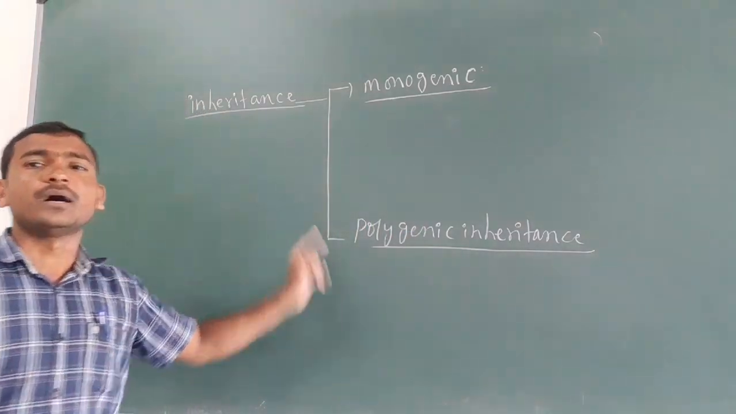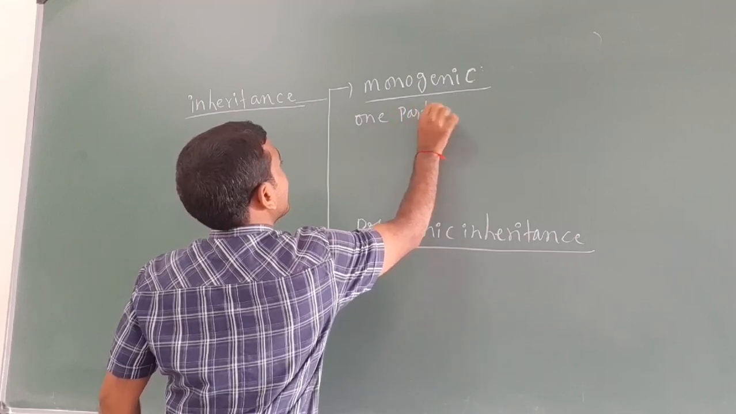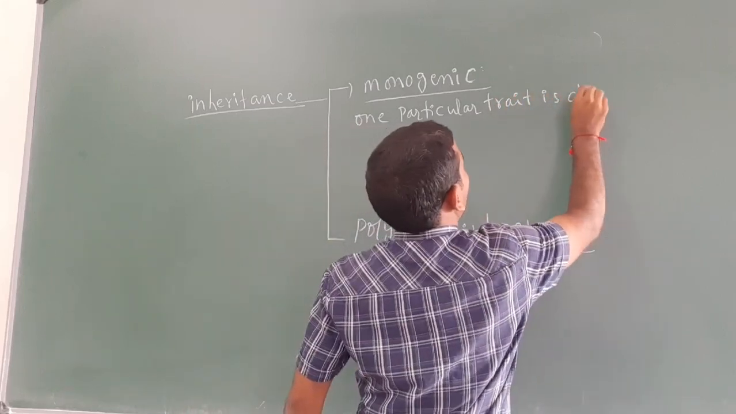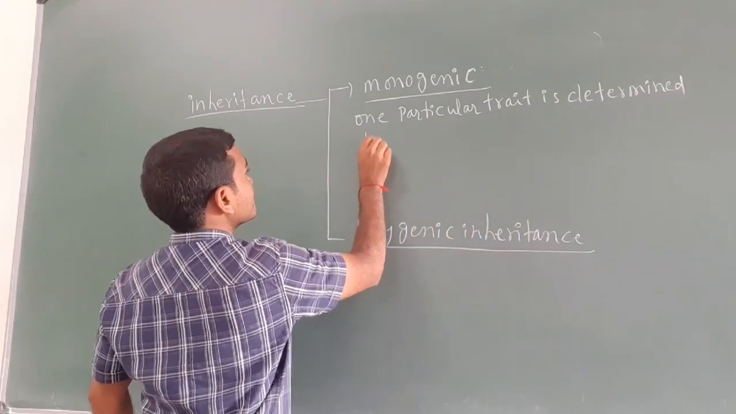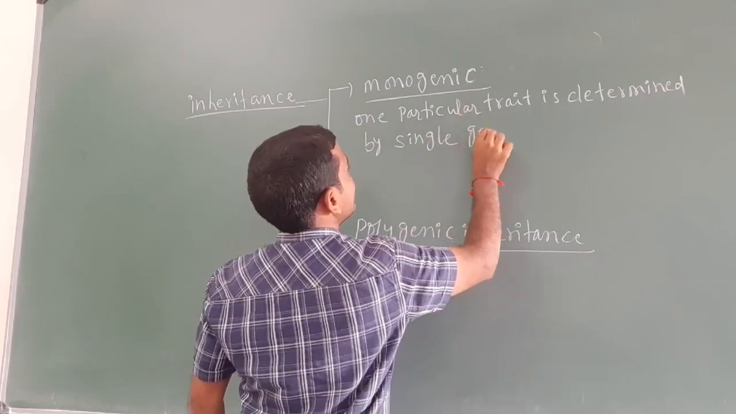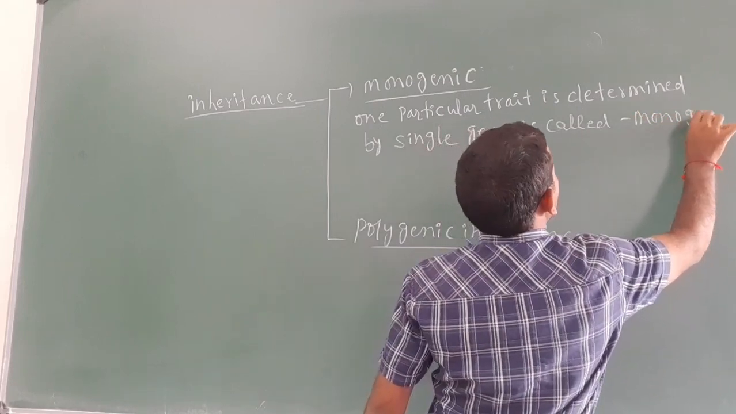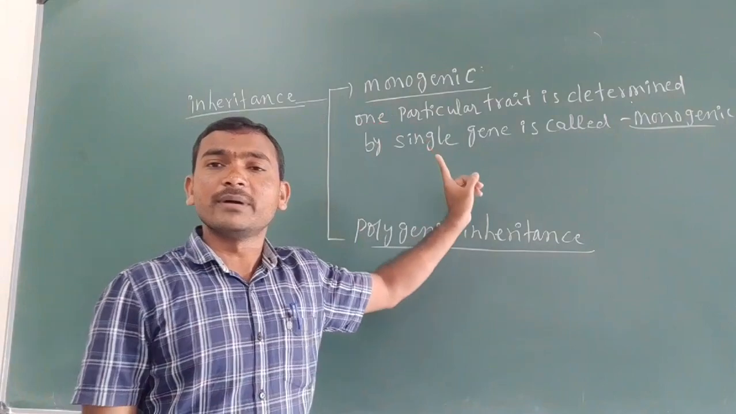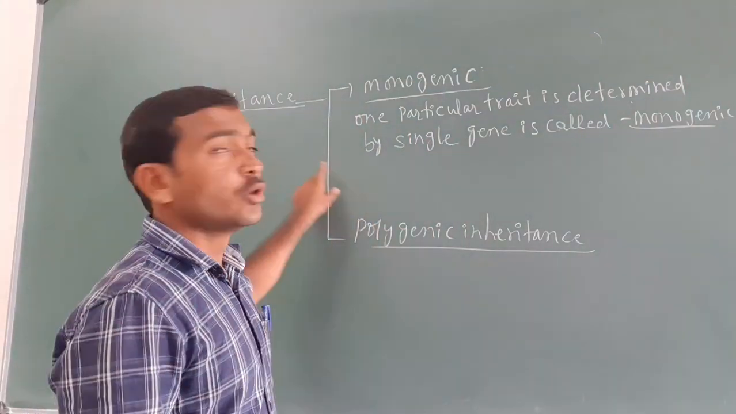What is the definition of monogenic inheritance? One particular trait is determined by a single gene, which is called monogenic inheritance. It means only one particular character is regulated by only one gene, which is called a monogenic gene. This type of inheritance is called monogenic inheritance.